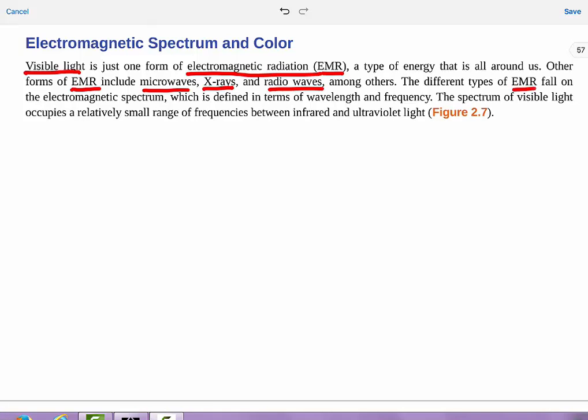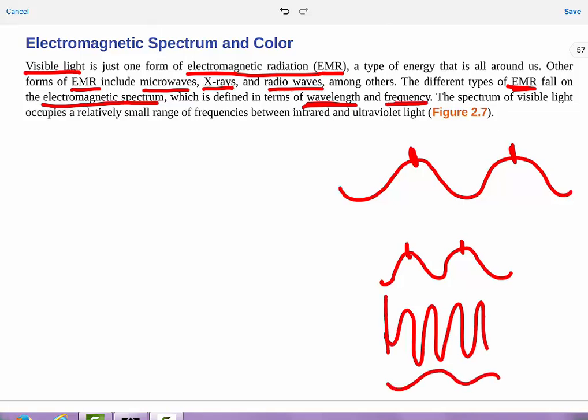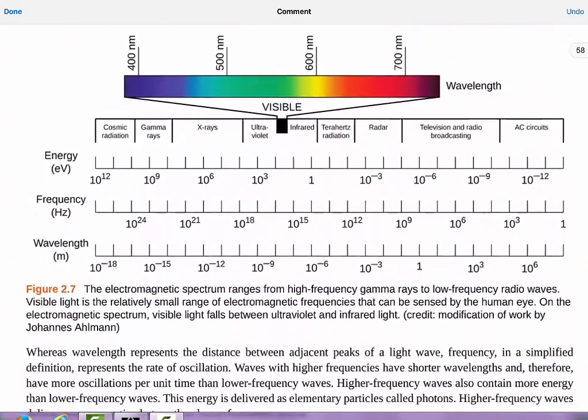So the different types of EMR fall on the electromagnetic spectrum, which is defined in terms of wavelength and frequency. So remember wavelength, the distance between two waves, so between this top and this top, versus the distance between these two waves. And then remember frequency is the number of waves in a certain time frame, so from here to here. The spectrum of visible light occupies a relatively small range of frequencies between infrared and ultraviolet light. So let's take a look at that.